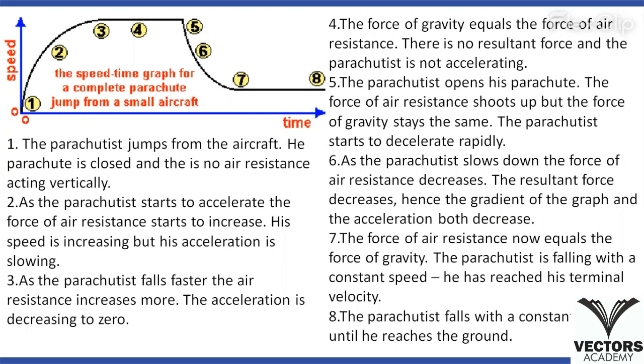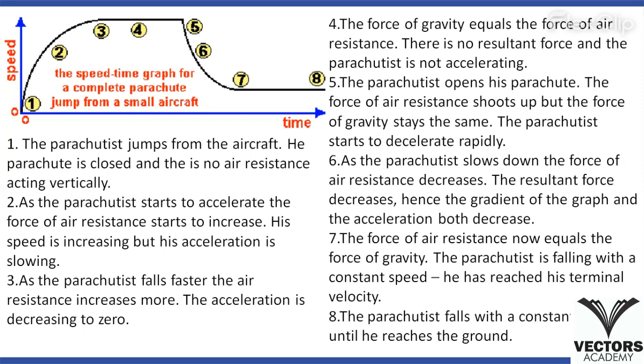The parachutist opens his parachute. The force of air resistance shoots up, but the force of gravity stays the same. The parachutist starts to decelerate rapidly. As he slows down, the force of air resistance decreases. The resultant force decreases. Hence, the gradient of the graph and the acceleration both decrease.